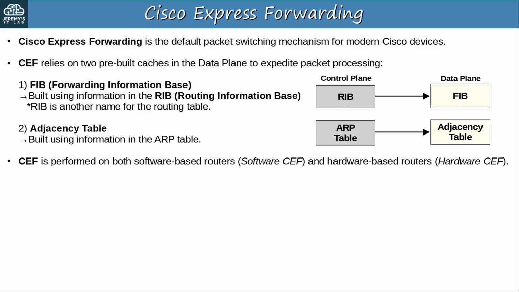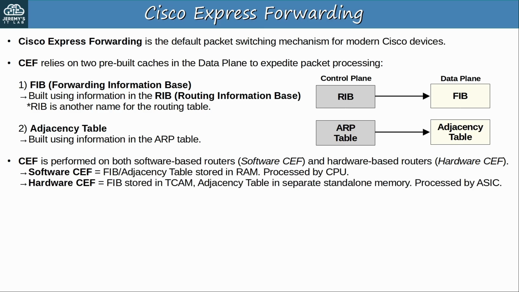Note that CEF is performed on both software-based and hardware-based routers, so you might hear the terms software CEF and hardware CEF. Hybrid routers using network processors use CEF, of course. That would be considered hardware CEF. In software CEF, the FIB and Adjacency Table are stored in RAM and processed by the CPU. In hardware CEF, the FIB is stored in TCAM, and the Adjacency Table has its own standalone memory, and they are processed by an ASIC, or network processor.